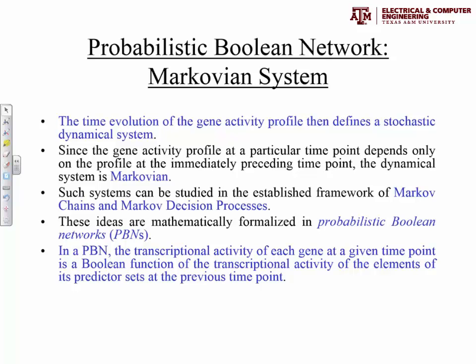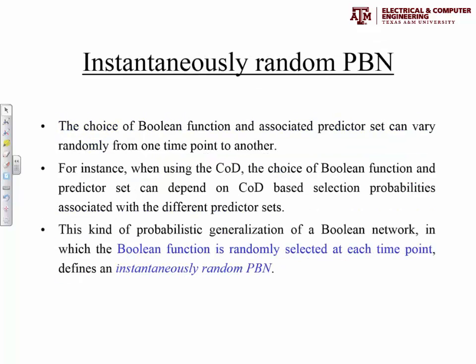So these ideas can be mathematically formalized in probabilistic Boolean networks, or PBNs. This is a generalization of a BN. In a PBN, the transcriptional activity of each gene at a given time point is a Boolean function of the transcriptional activity of the elements of its predictor sets at the previous time point. The difference between a PBN and a Boolean network is that in a Boolean network, the predictor function is set in concrete. In the case of a PBN, there will be a number of possible predictors, and one of them will be chosen at each time point.